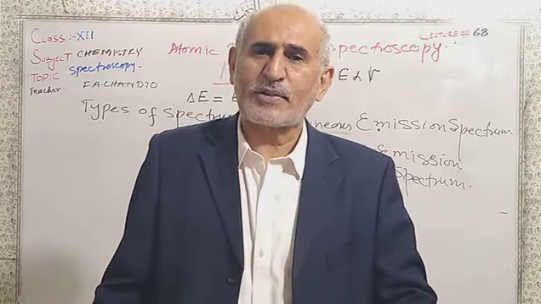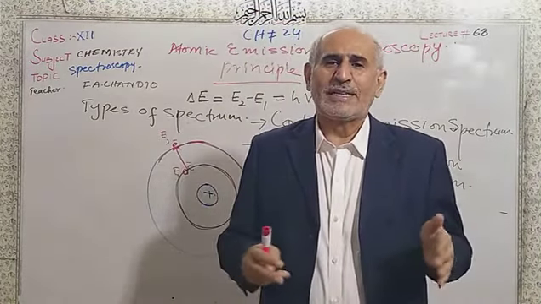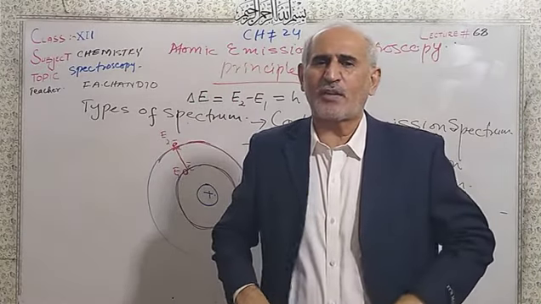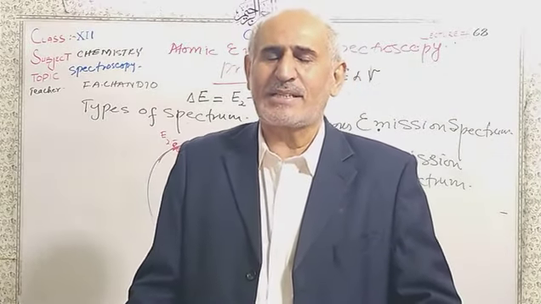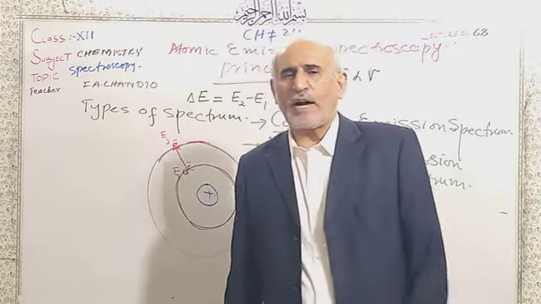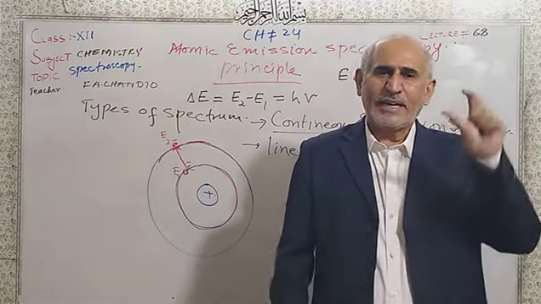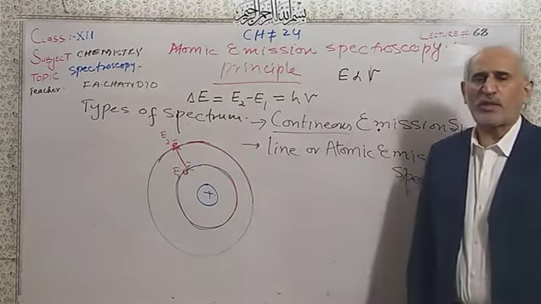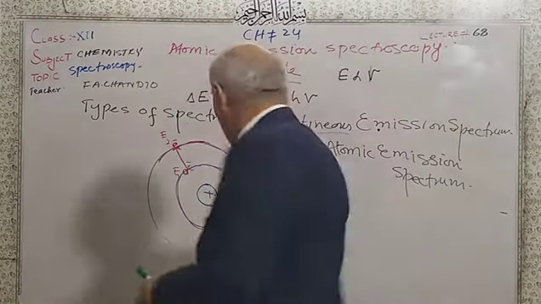Absorption line spectrum, and you will find the large white boxes are separated from very small black lines. Large white spaces are separated by very dark lines, is called absorption line spectrum.